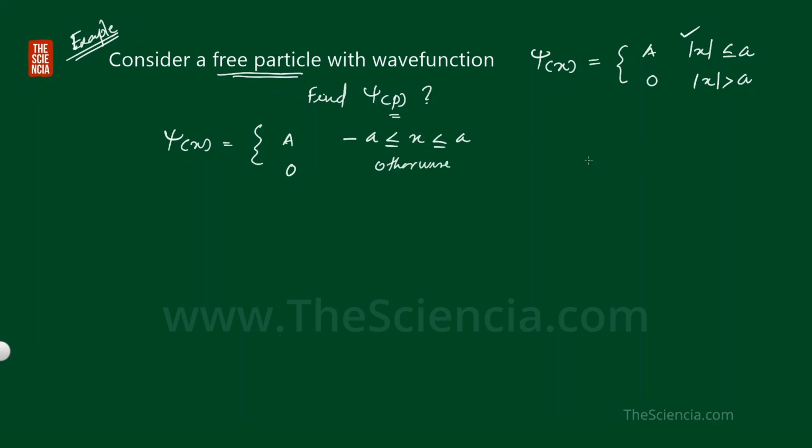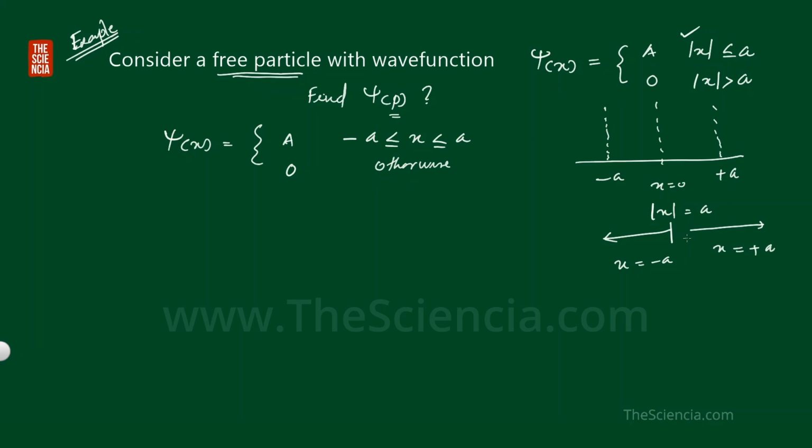So don't be confused. This is the x-axis, and this is x equal to 0. We know there are two a values: one is minus a here, and there is a plus a value here. The modulus of x equal to a means in the negative x-axis x equal to minus a, and in the positive x-axis x equal to plus a. This is the meaning of the mod function. In the positive x-axis it will have a positive value, and in the negative x-axis it will have a negative value. So this is the given condition.